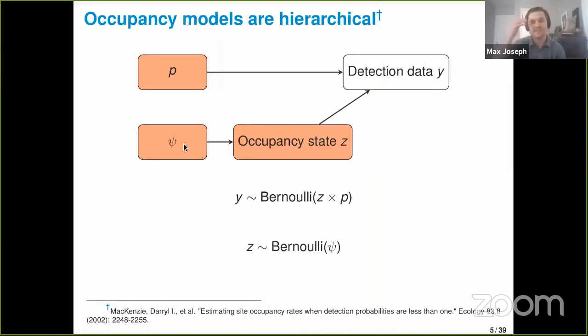Occupancy models provide a fairly simple example. Here the states are occupied or not, but the data that we have access to are imperfect. So for example, we might have false absences, where a site is actually occupied by a species, but we failed to detect it. And in this hierarchical model, the parameters are p, the probability of detection, and psi, which is the probability of occupancy.